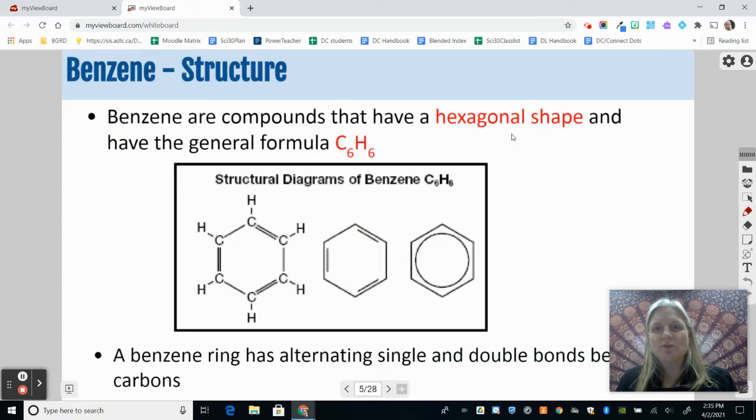So what are these rings? They have a hexagonal shape. They can be represented by any of these three different kinds of diagrams. You can see there's a double bond, a single bond, double bond, single bond, double bond between each of the carbons. So there's 6 carbons and they alternate double, single bond. Well, technically the double bonds kind of move around. It's called resonance. That's why we use this kind of circle to show that. But there is 1 hydrogen on each carbon. So you have a general formula for a benzene ring of C6H6.